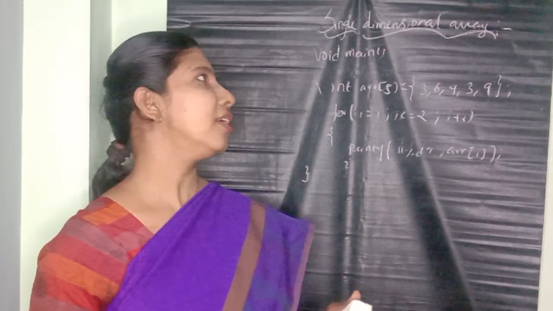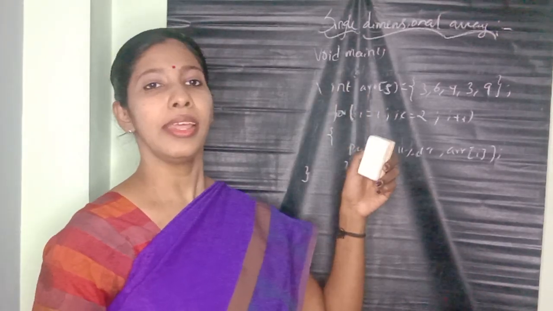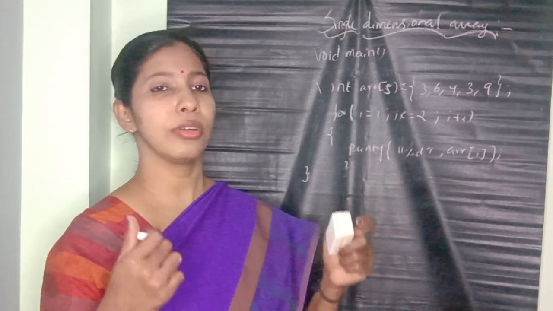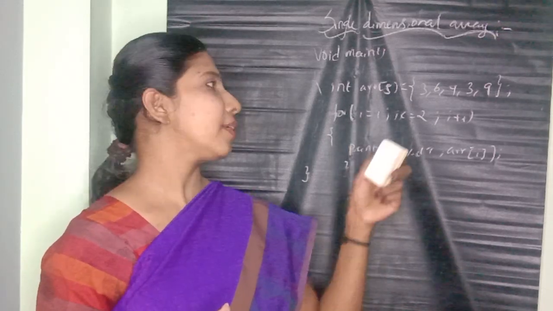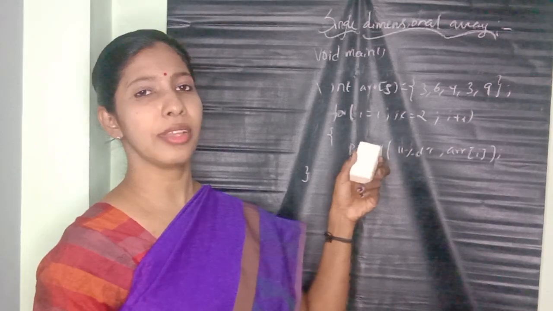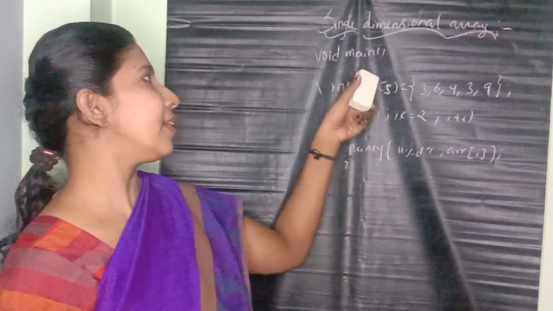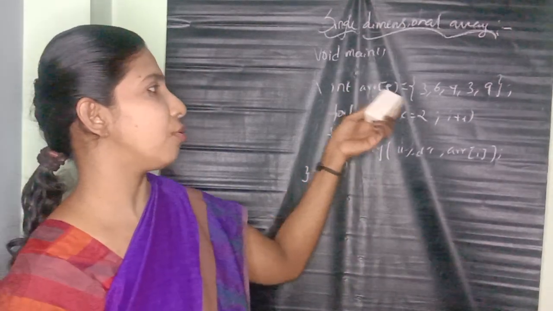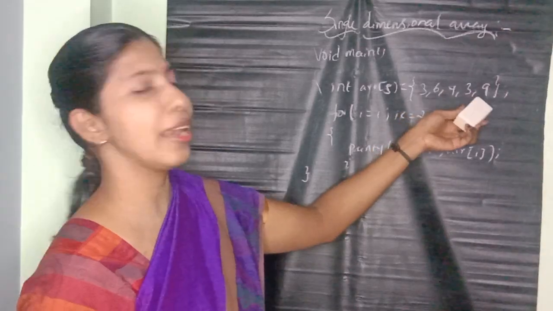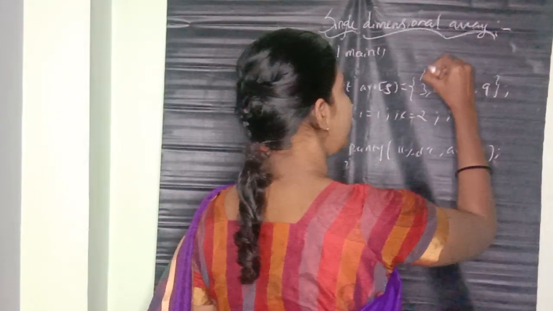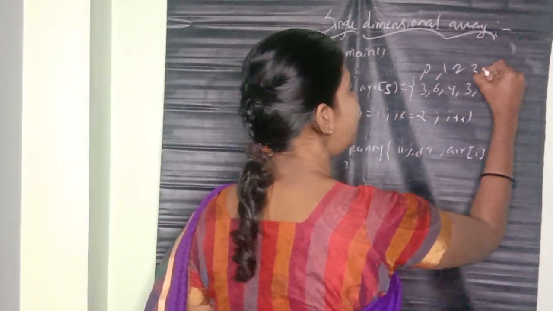Last class we have seen single dimensional array. Today we are going to see the multi-dimensional array. So let us see another example of single dimensional array. I declared here array of 5 is equal to 3, 6, 4, 3, 9 elements. This is array of 0, 1, 2, 3, 4 elements.